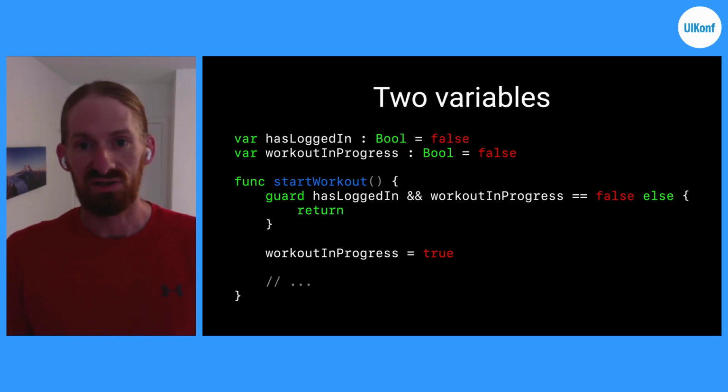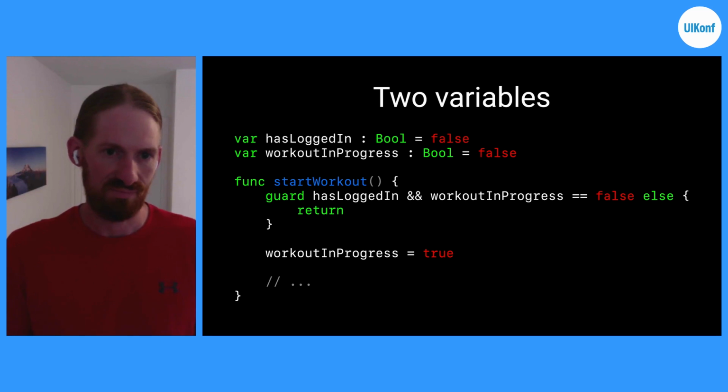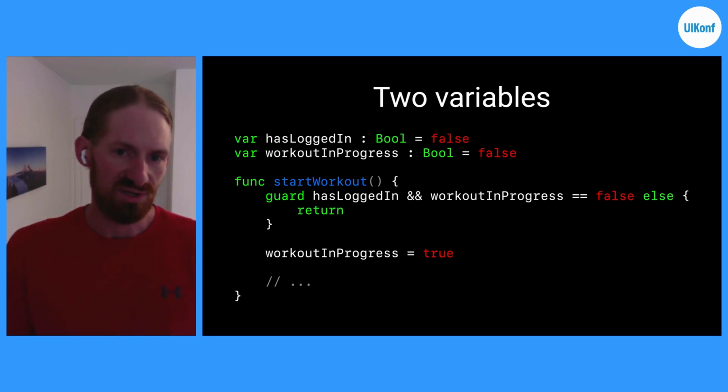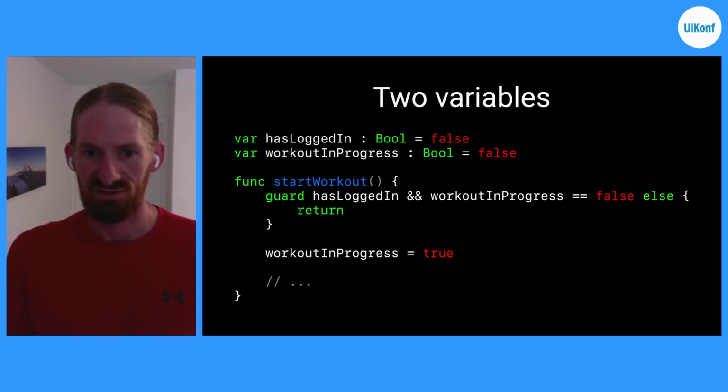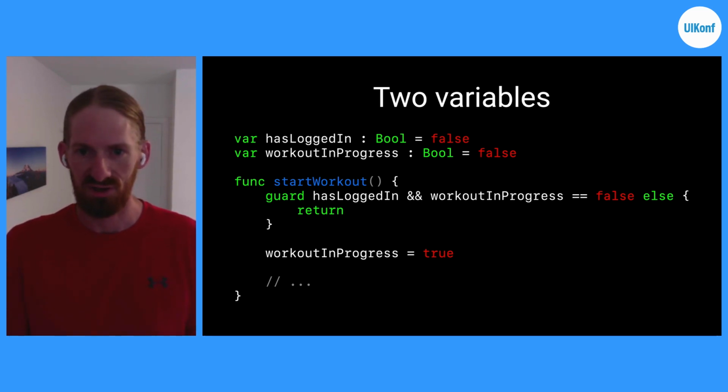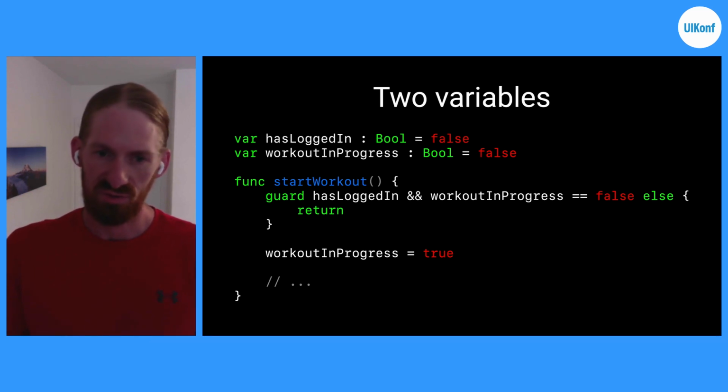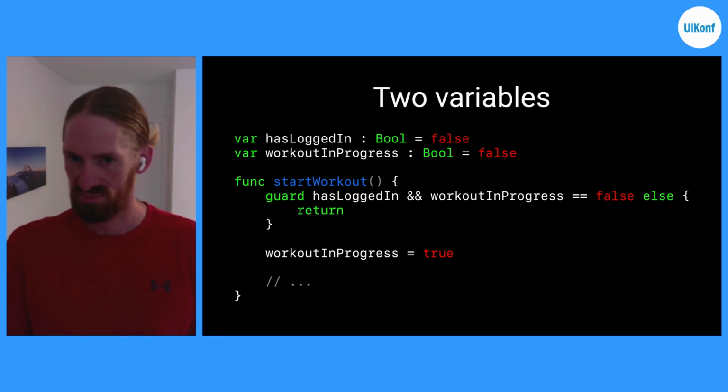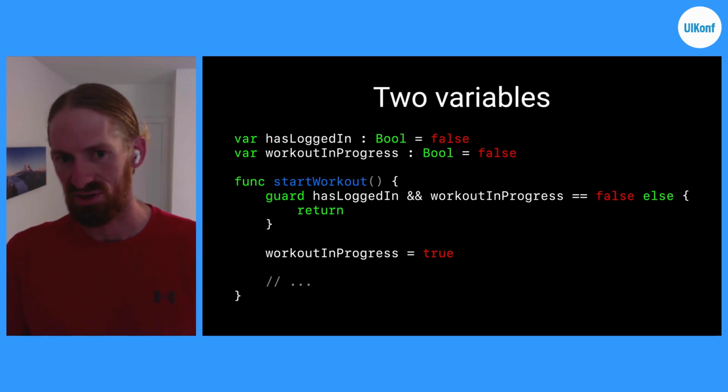Now the user has to be logged in to start a workout, and we can only have one workout running at a time. This is getting pretty complicated though. First, we need to trust that something will set logged in to true. We also need to set workout in progress back to false at the end of the workout, or we won't be able to start another workout later. The potential for bugs to creep in has gone up quite a bit just from adding one more variable.